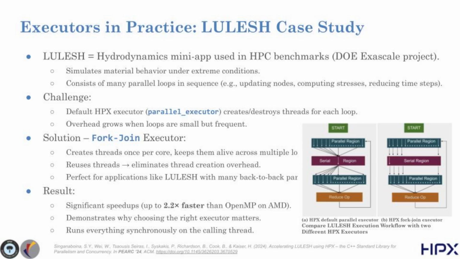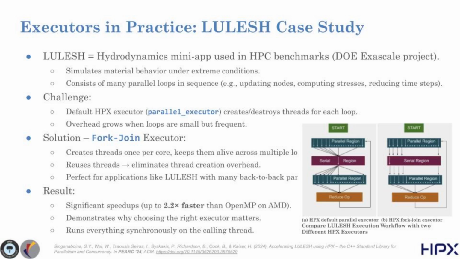On the left, we have the default parallel executor. For each parallel loop, a new set of HPX threads is created and then destroyed once the loop finishes. Since LULESH has many sequential parallel loops, this means that we are constantly creating and tearing down threads. Even though HPX threads are lightweight, this repeated setup introduces measurable overhead. This approach works fine for large loops, but in LULESH, the loops are frequent and the overhead starts to dominate.